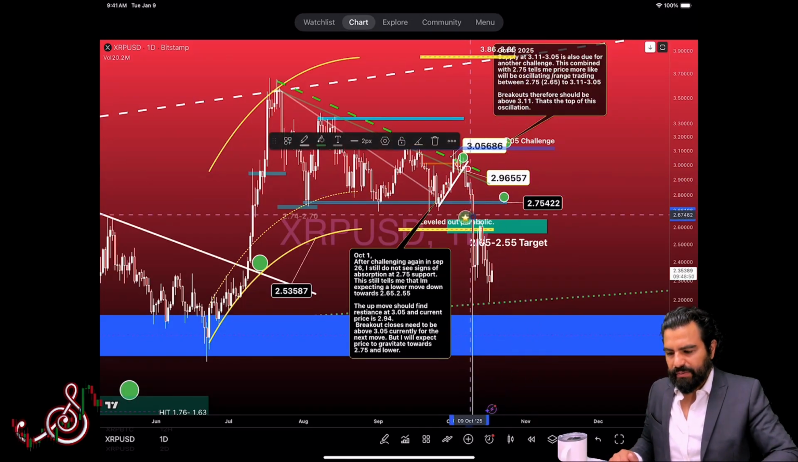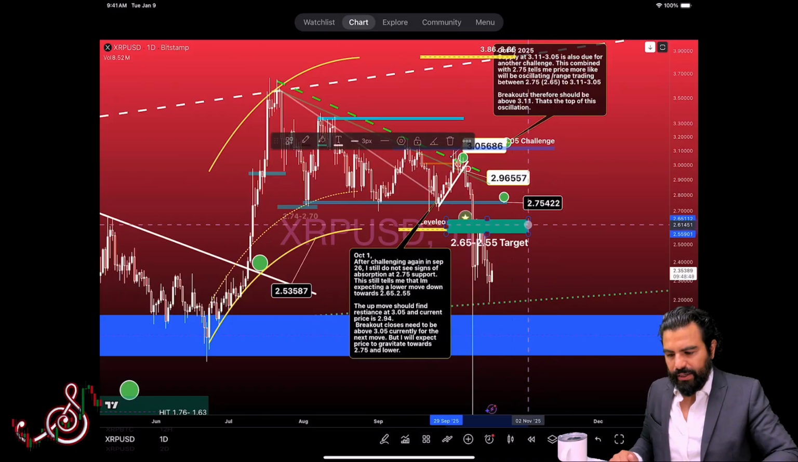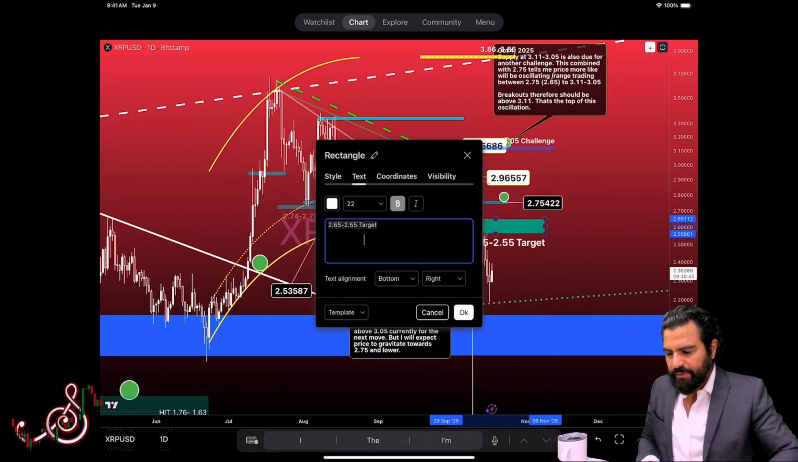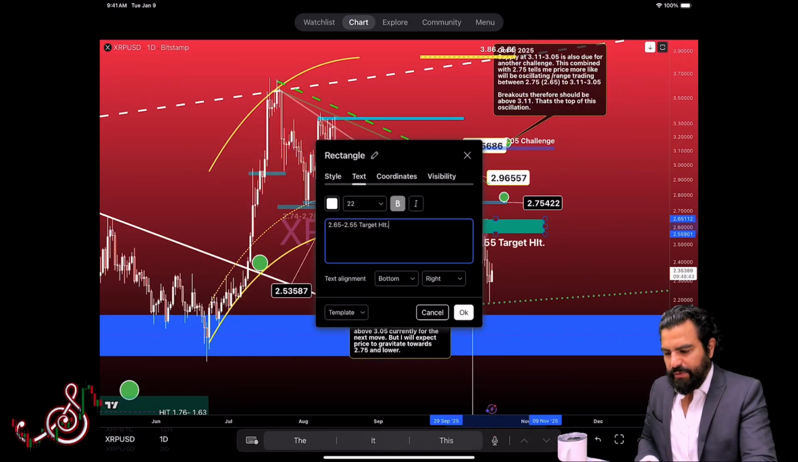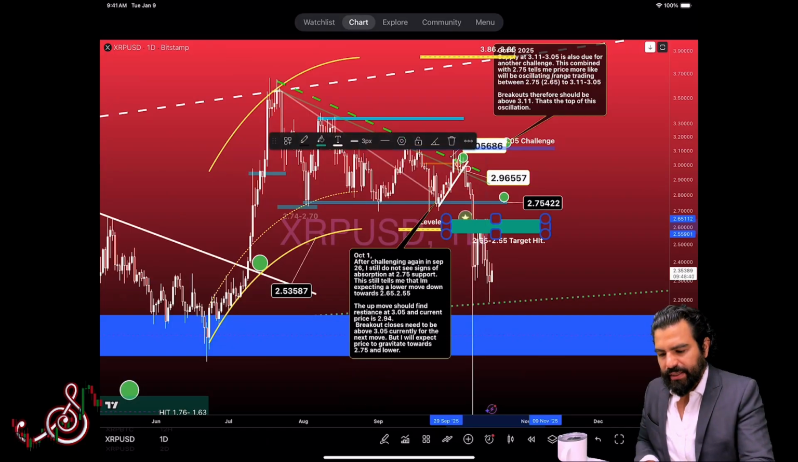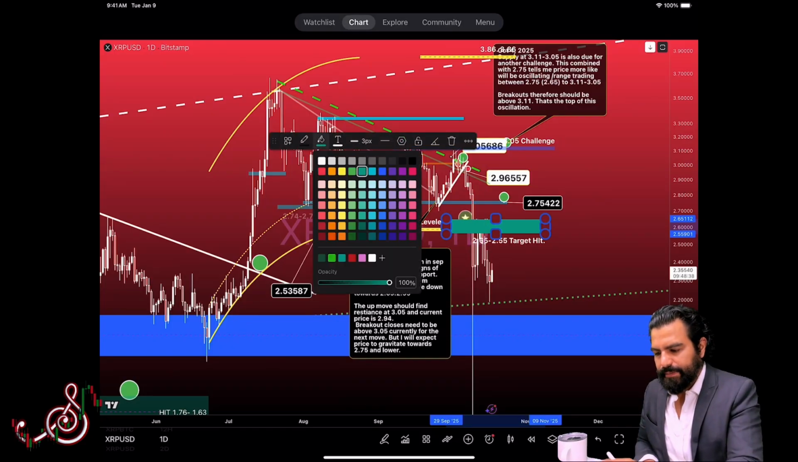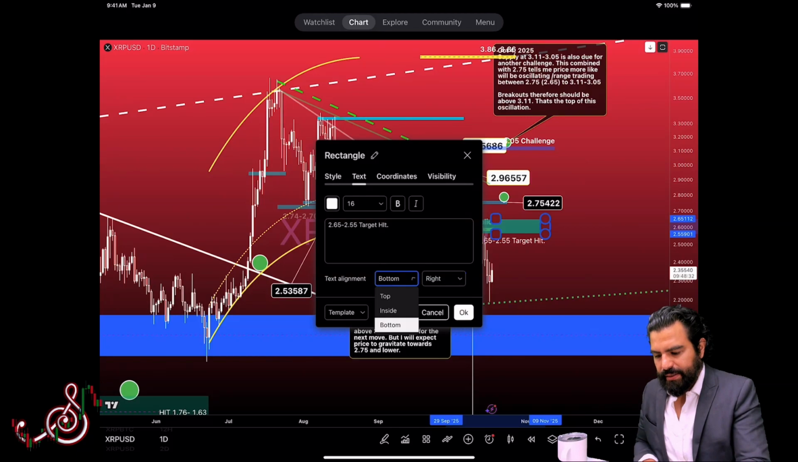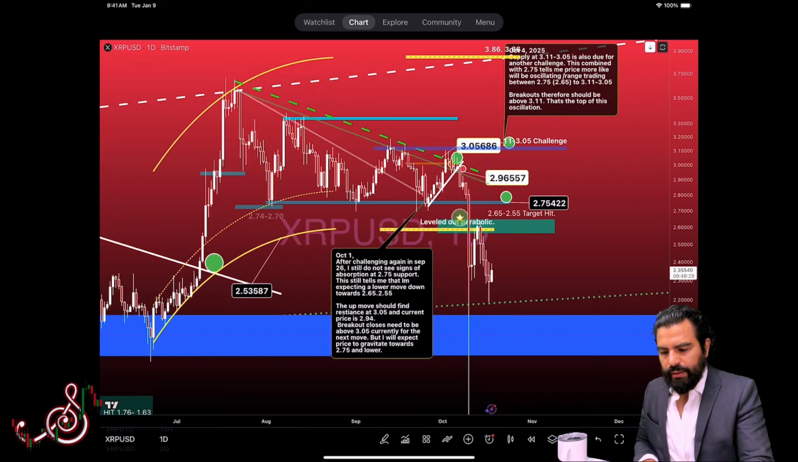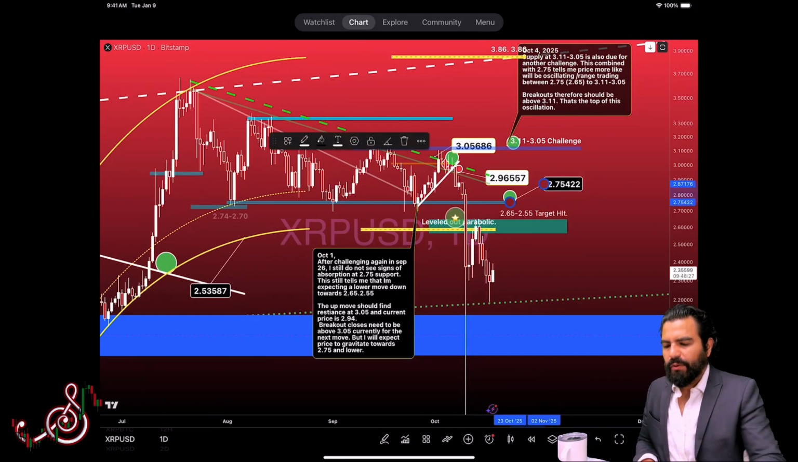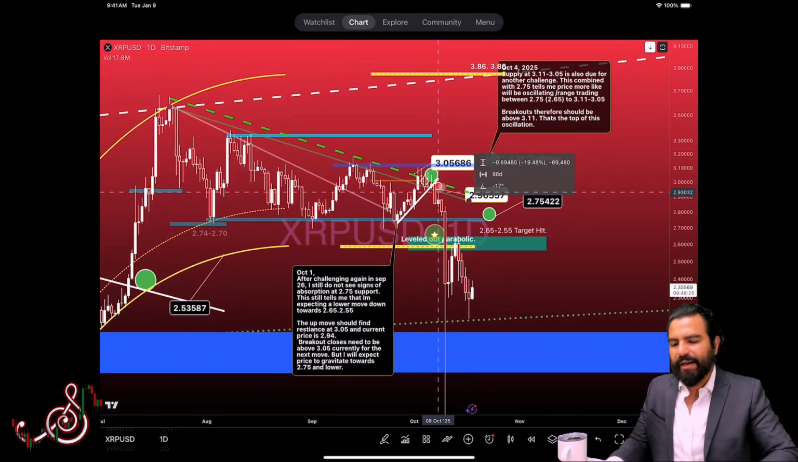All right, I'm just going to move this back. This target's hit. We're going to write the word hit, and then we're going to fade away. The text doesn't need to be so big and bold. And I'm going to put this on the top. Okay, so you can see a semblance of what is happening right now.